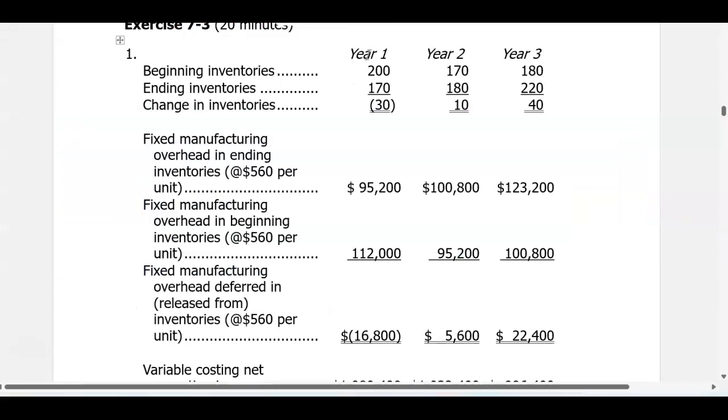In year one, the beginning inventory was 200. We end up with just 170. That means we produced less and sold more. So the change in inventory is minus 30, right? Because we produced less and sold more, that's why we are in negative inventory by 30 units. Fixed manufacturing overhead in ending inventory is 560 per unit.